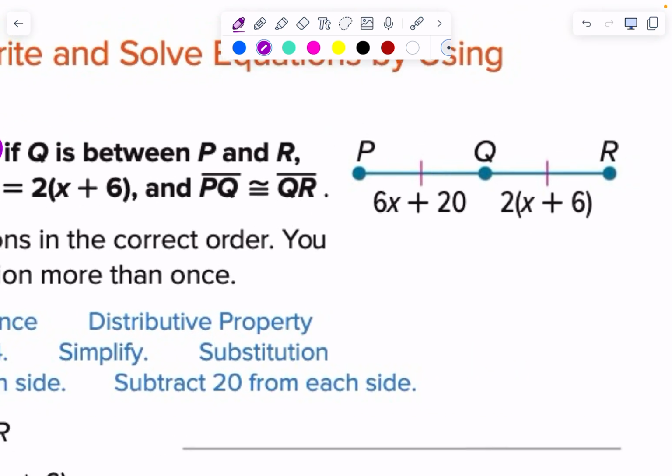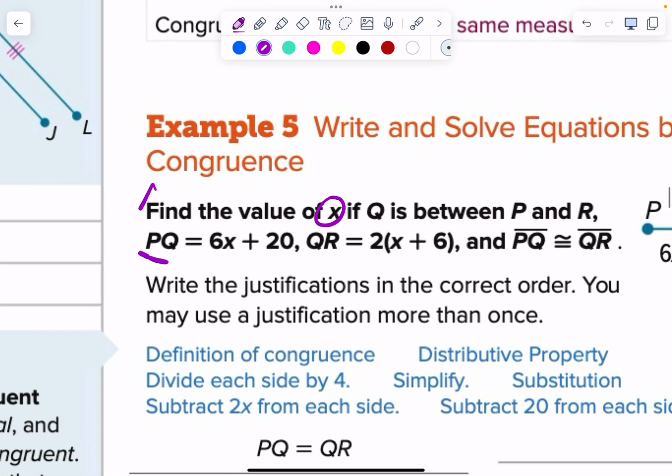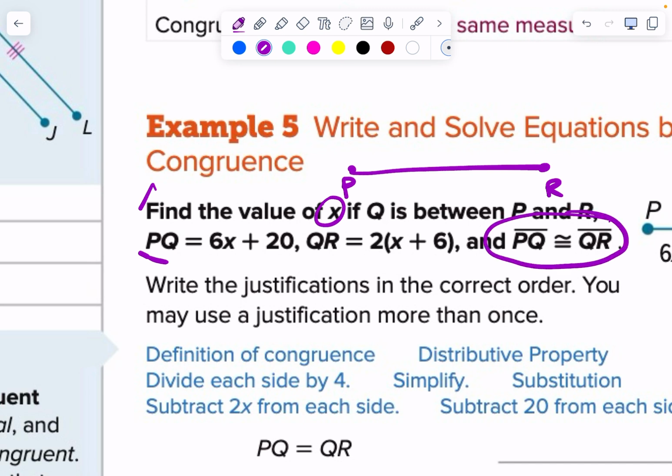Now, let's say we don't have a picture. Q is between P and R. P is here, R is here, Q is between them. Do I know that Q is exactly in the middle? Not yet, but then when they go down here and they say PQ and QR are the same, now I know that Q is exactly in the middle and this is the same length as that.